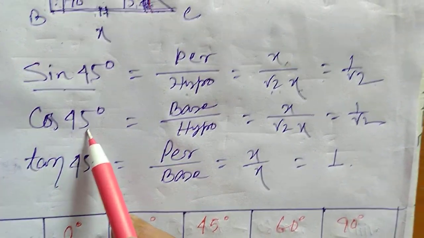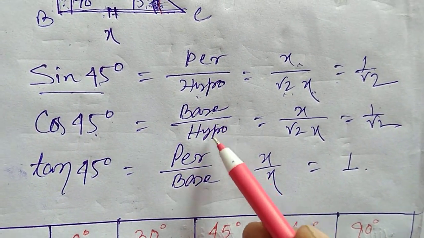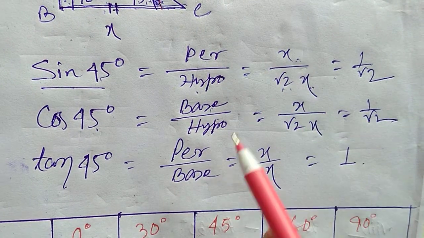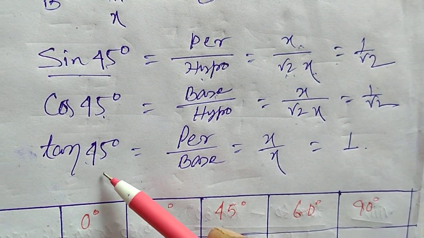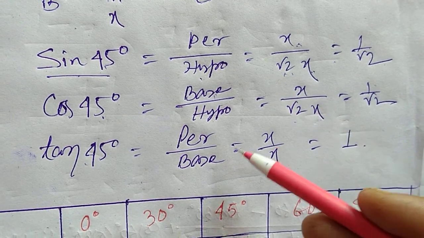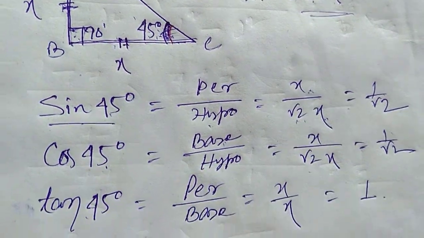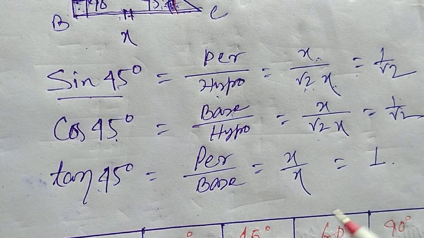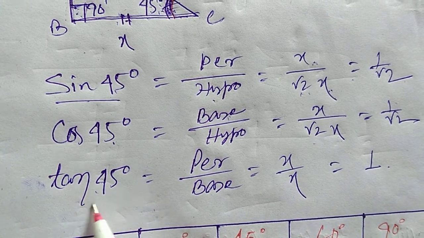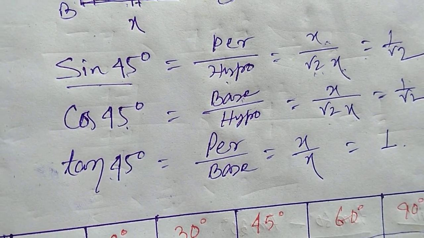Similarly, we can find for cos 45. Definition of cos 45 degree, it will be base by hypotenuse. Base is x and hypotenuse is root 2x, that is 1 by root 2. And similarly, tan 45 degree is perpendicular by base, that is length of perpendicular is x and base is x, so x by x, this equal to 1. Okay, and in this way we can find the cosec 45, the sec 45, the value of cot 45.